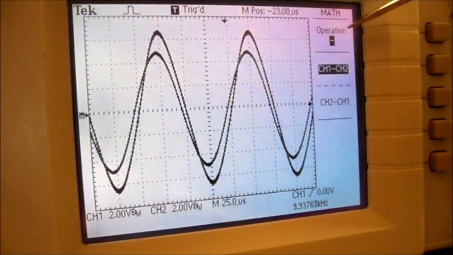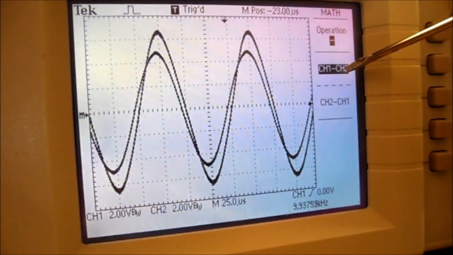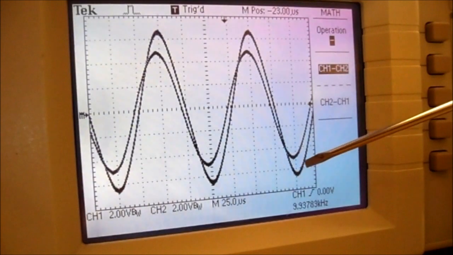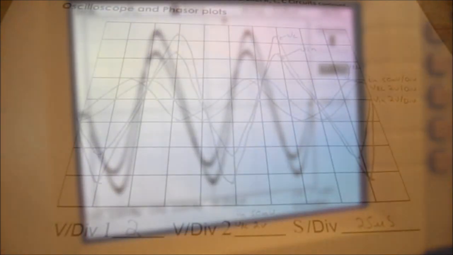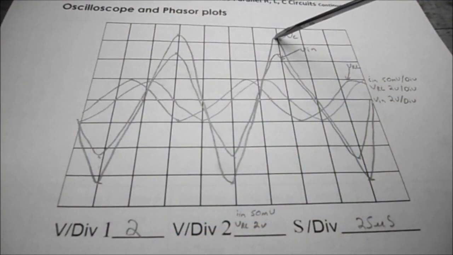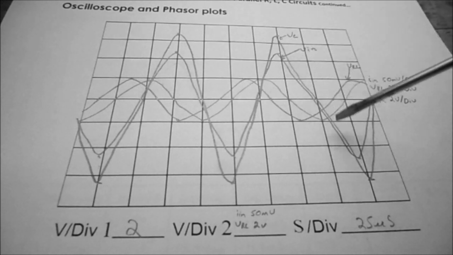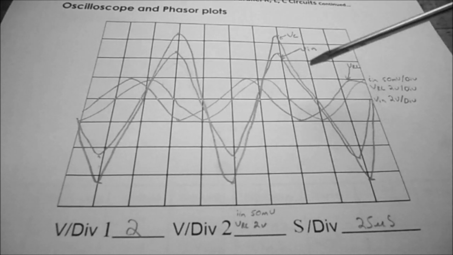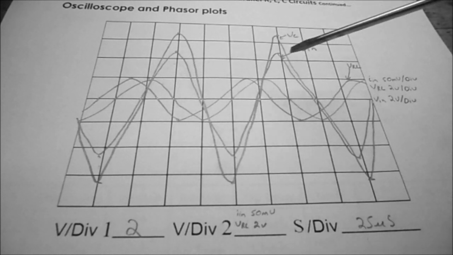Now using the math menu, operation minus, channel 1 minus channel 2, you can see I now have VC on the screen, so I can sketch that in. So I've now sketched in VC, which is the largest of the waveforms. It'll probably look better if you use color pencils.